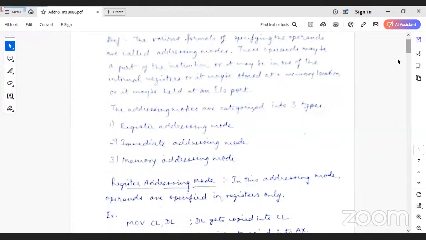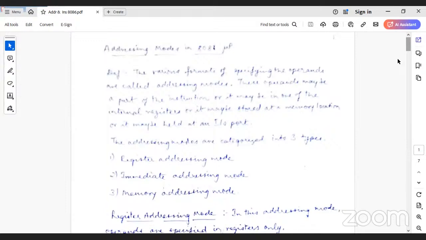So hope you are able to see. The first page is as usual blurred only. I don't know why it is coming like that.